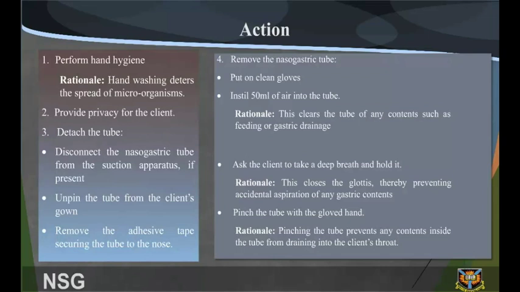Detach the tube. Disconnect the nasogastric tube from the suction apparatus if present. Unpin the tube from the client's gown. Remove the adhesive tape securing the tube to the nose. Remove the nasogastric tube. Put on clean gloves. Instill 50 ml of air into the tube. This clears the tube of any content such as feeding or gastric drainage.